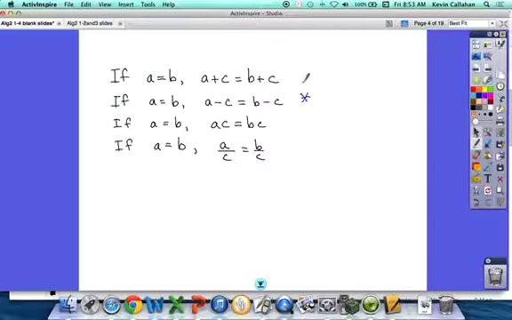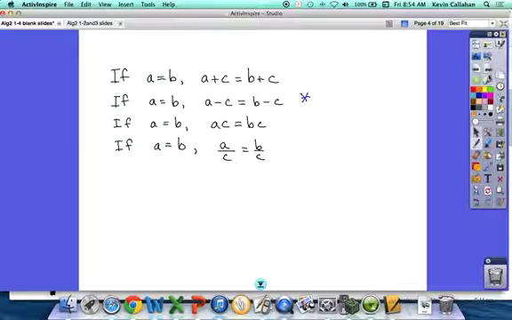What do you think we call the first one, where we're adding the same thing to both sides? Addition property of equality. Okay. In this one, we're multiplying both sides times C. Which property do you think that is? Multiplication property of equality. And then the last one, division property of equality. All four of those are just kind of common sense. If that's what you're doing to both sides, then we'll call that a property of equality.